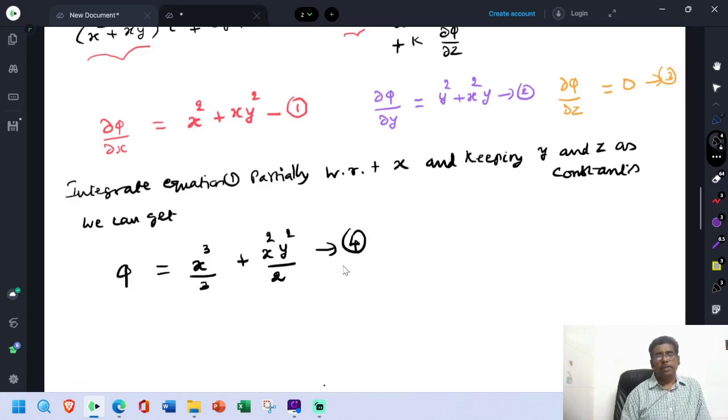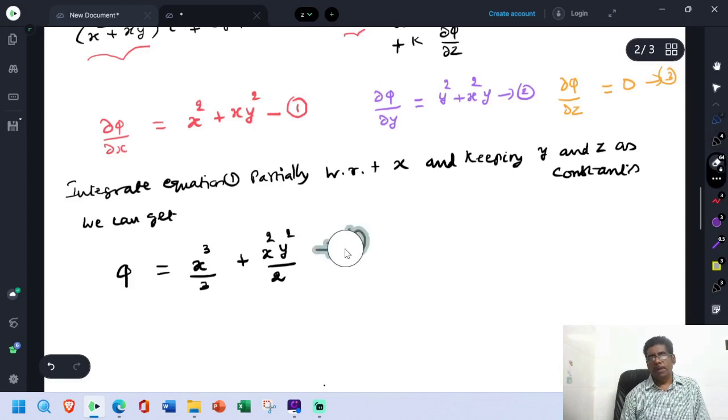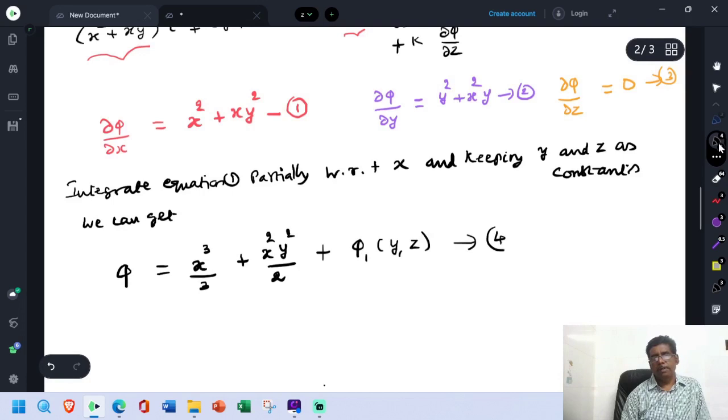Integral of x square is x cube by 3. Integral of x is x square by 2. This y square is a constant. We have written as such. In addition to this, we have to add a constant of integration plus φ1 of y comma z. Keep this equation 4.